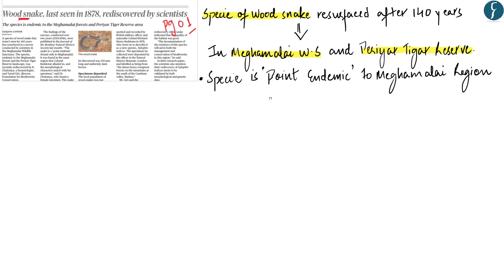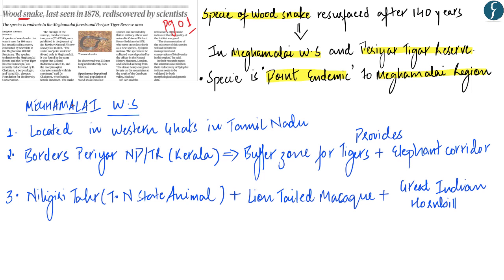Now, what is to be noted is that this species of the wood snake is point endemic. By point endemic, it means that it is only found in the Meghamalai region. Please do not get confused as to how this snake was found in the Periyar Tiger Reserve if it is point endemic to Meghamalai only. The reason is that, as we will be discussing further, this Periyar and Meghamalai Wildlife Sanctuary belong in the same region only. Let us now discuss a few points about the Meghamalai Wildlife Sanctuary.